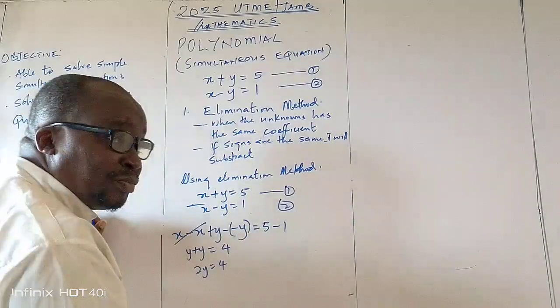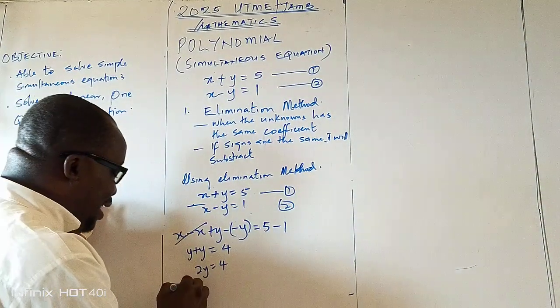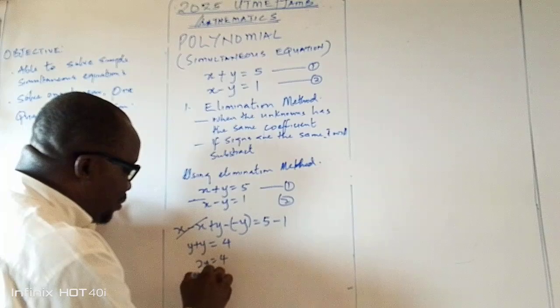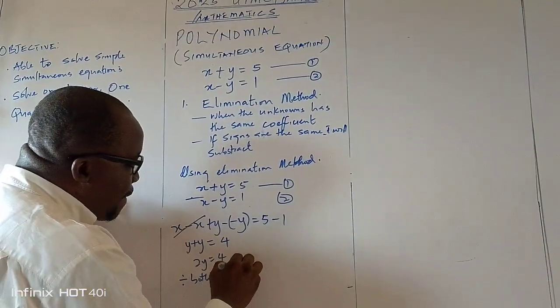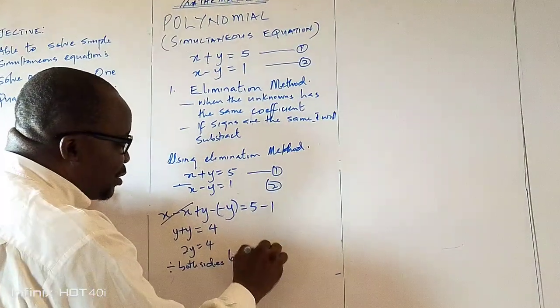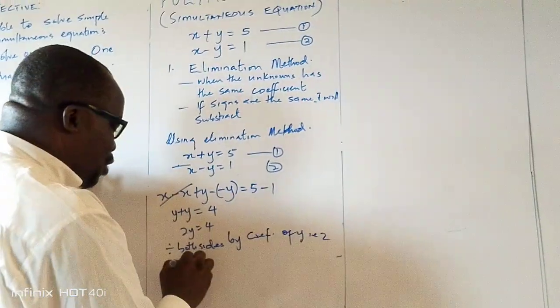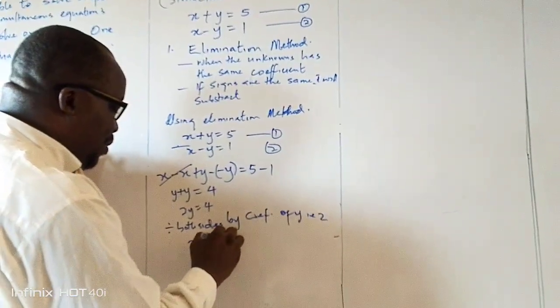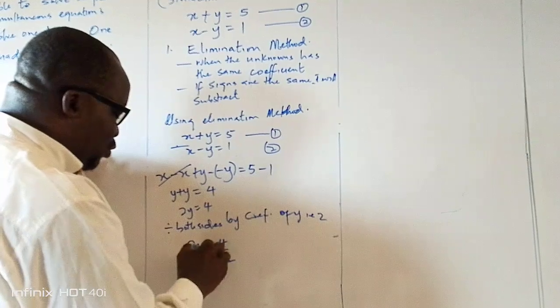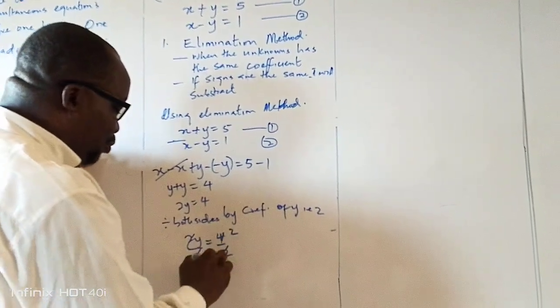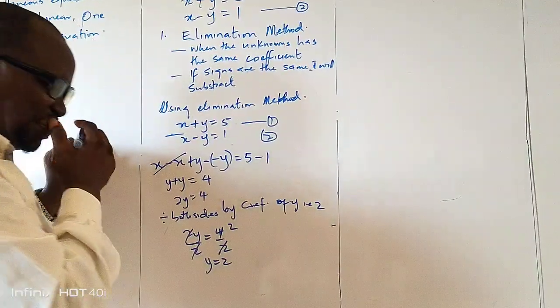So what do I do? What I need to do is to divide both sides by what? The coefficient of y. What is the coefficient of y? 2. So I'll say 2y all over 2 is equal to 4 all over 2. This 2 cancels this 2, so y equals 2.